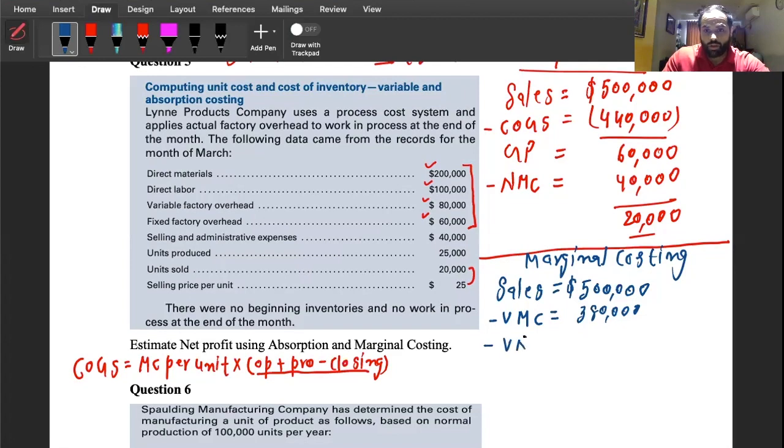Minus variable non-manufacturing cost. What do you think variable non-manufacturing cost is? Zero. No, it will not be zero. Generally, selling cost is known as a variable cost, but here it's selling and administration both, right? So we assume this selling and administration cost will be variable cost because selling cost depends upon the number of units, right?